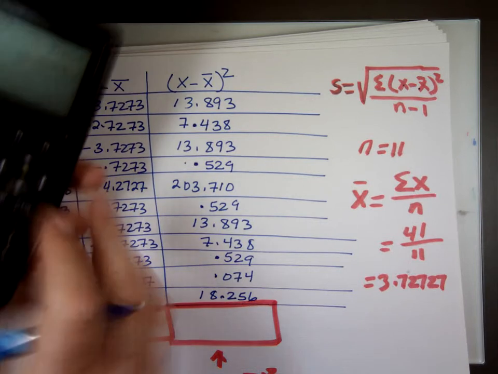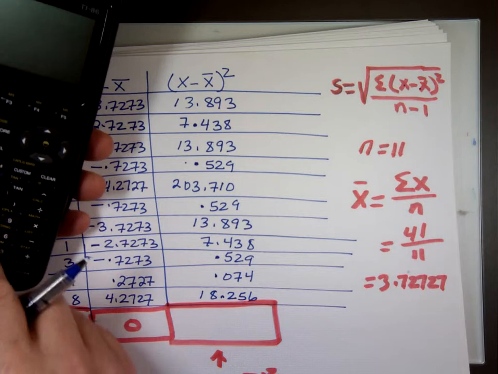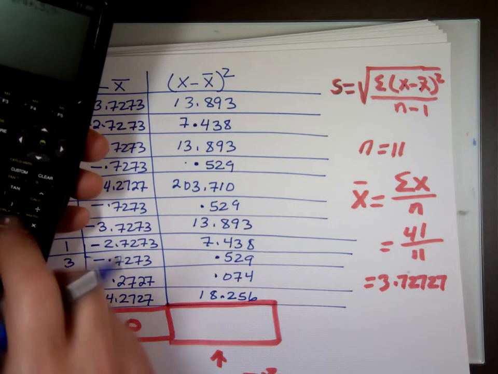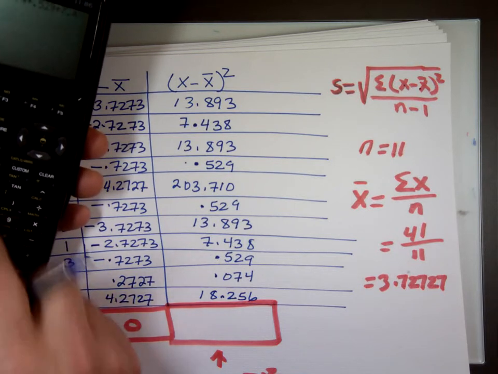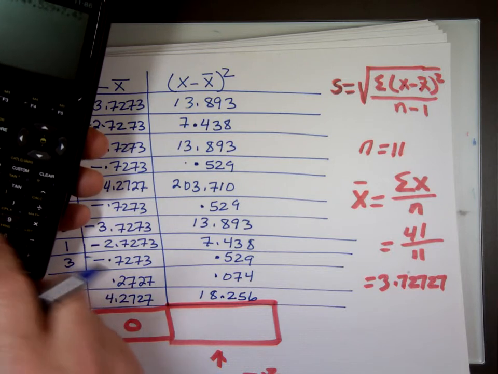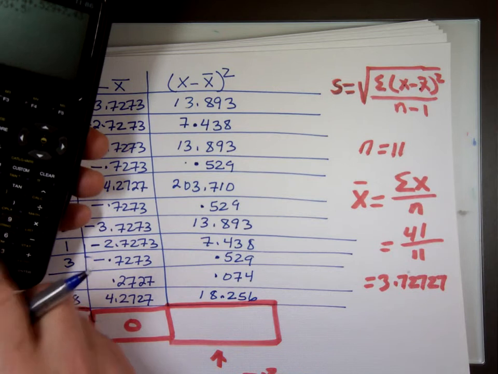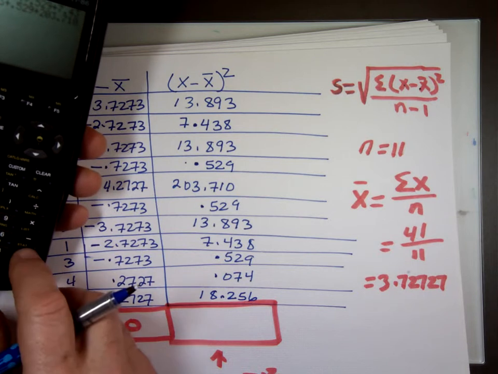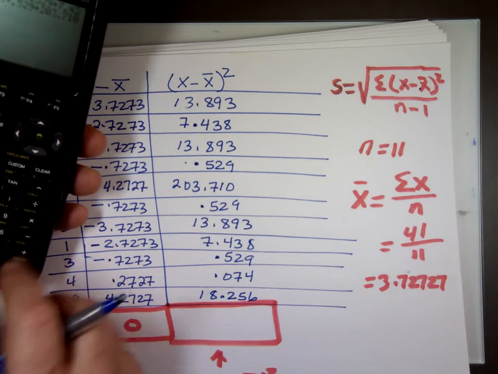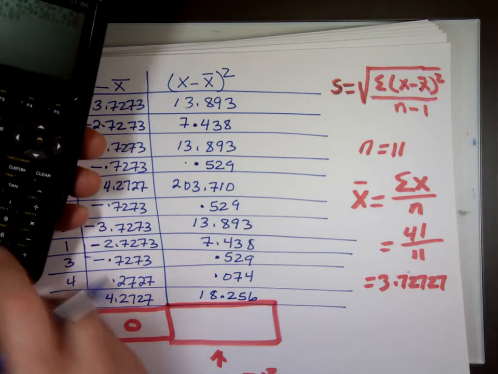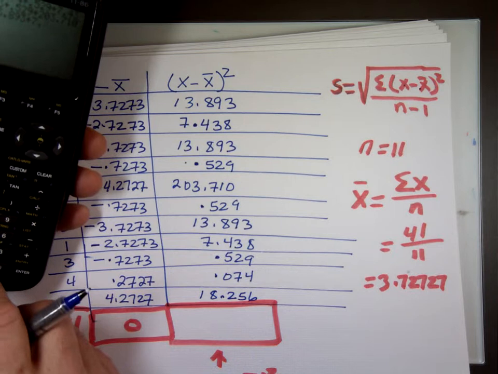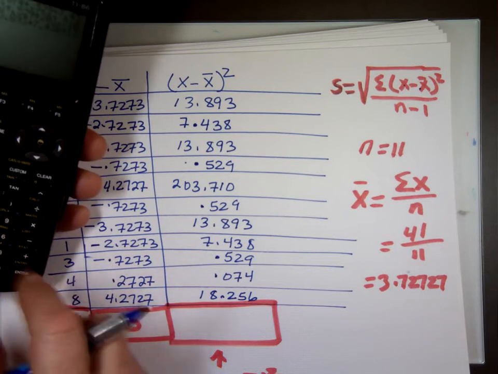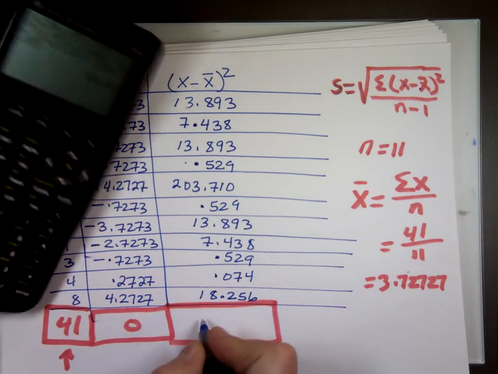So I got to go to the calculator. 18.256 plus 0.074 plus 0.529 plus 7.438 plus 13.893 plus 0.529 plus 203.710 plus 0.529 plus 13.893 plus 7.438 plus 13.893 equals. That number is 280.182.